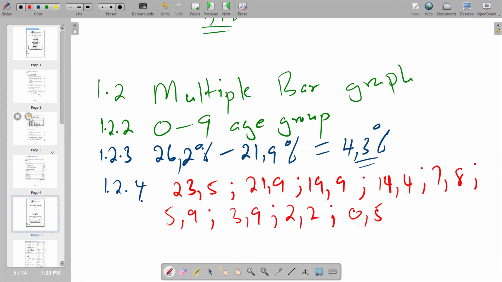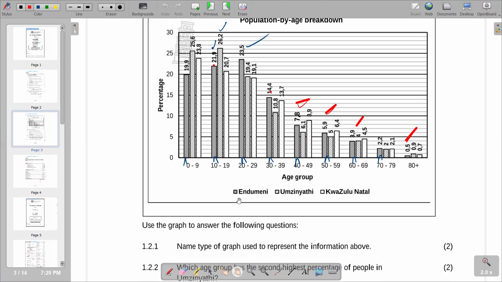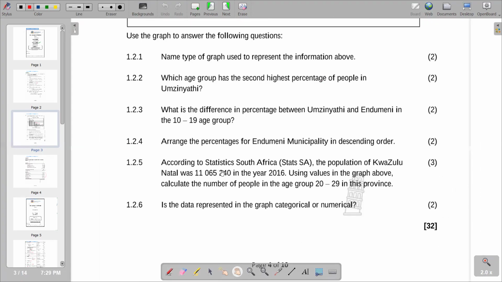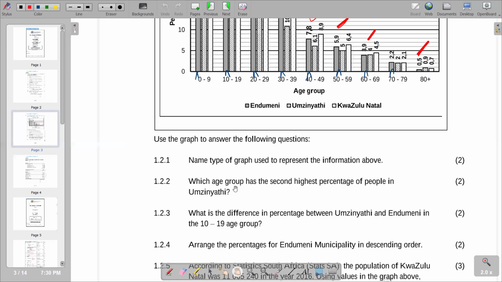So we can just move on to the next question, whereby you say, according to Statistics South Africa, Stats SA, the population of KwaZulu-Natal was 11,065,240 in the year 2016. Using values in the graph above, calculate the number of people in the age group 20 to 29 in this province. That is KwaZulu-Natal.